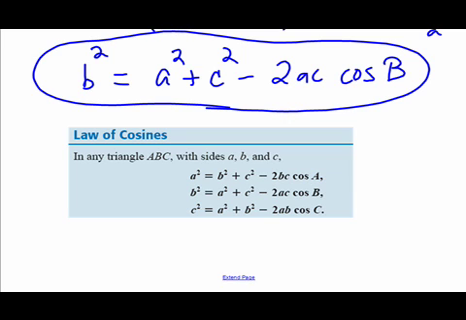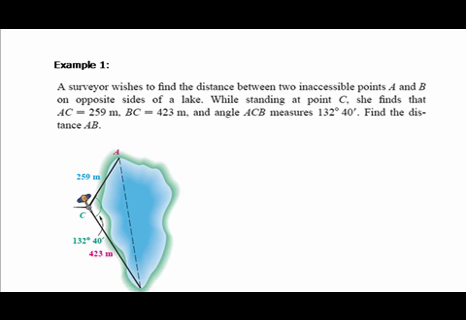See the relationship? If I'm looking for A, I'd better know B and C, because they go here, here, here, here, and I need to know the angle across from the missing side. All right? So let's use this to solve a couple problems.